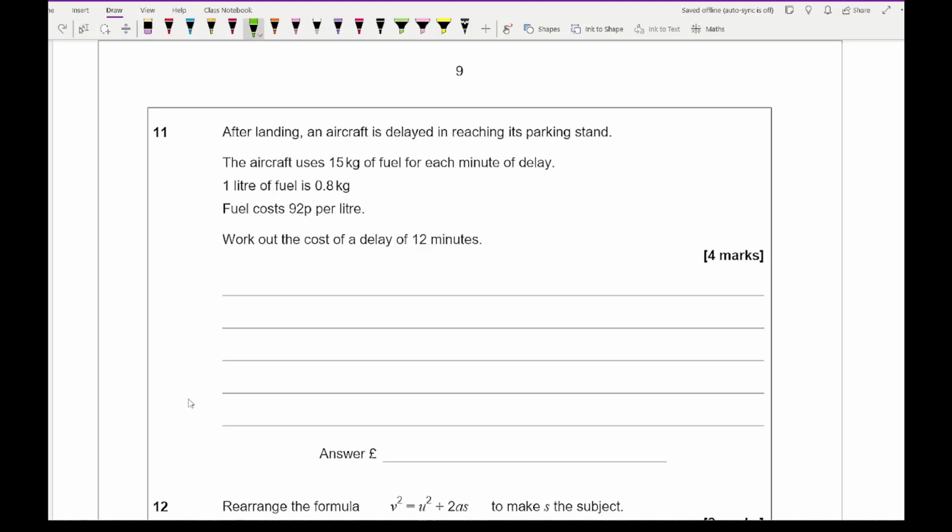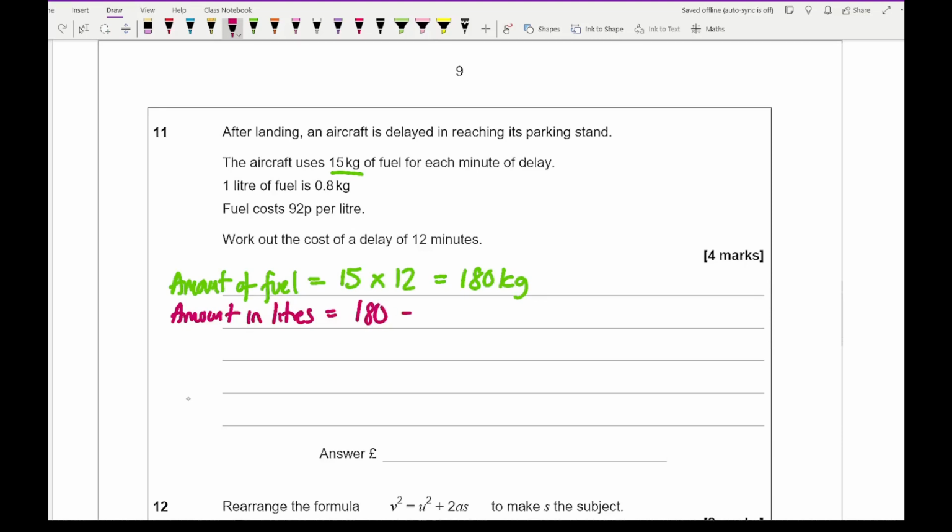So first things first, what we need to do is work out how many kilograms, what the weight of the fuel is going to be. So the amount of fuel is going to be 15 times the time, which is 12 minutes, and that gives me an answer of 180 kilograms. I then need to work out the amount in litres. So for this I'm going to do 180 and I'm going to divide it by 0.8, and that comes up to a total of 225 litres.